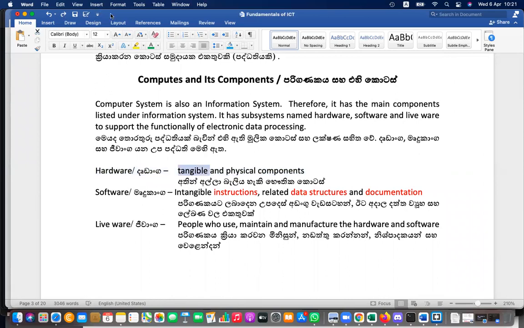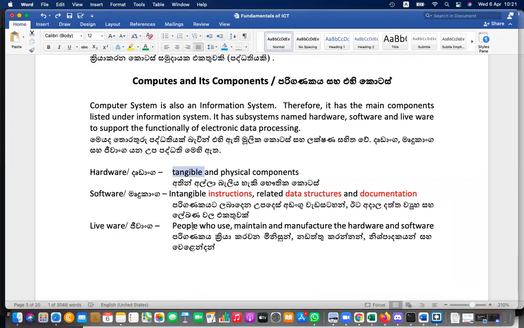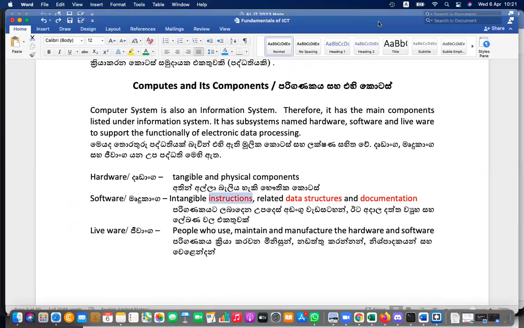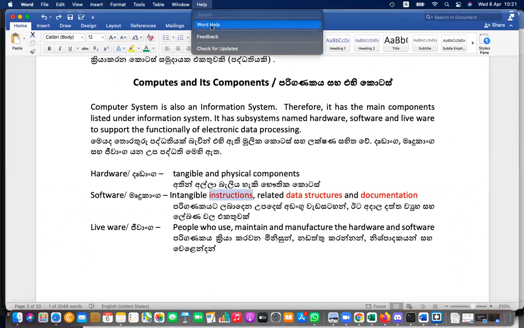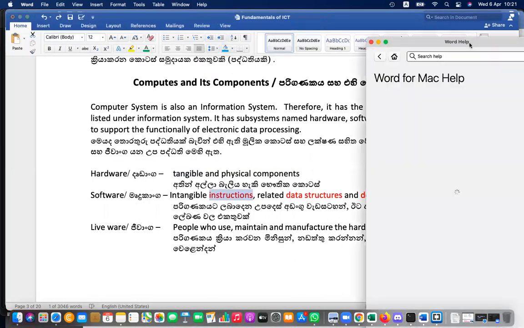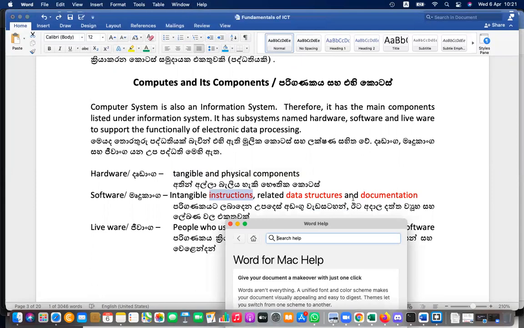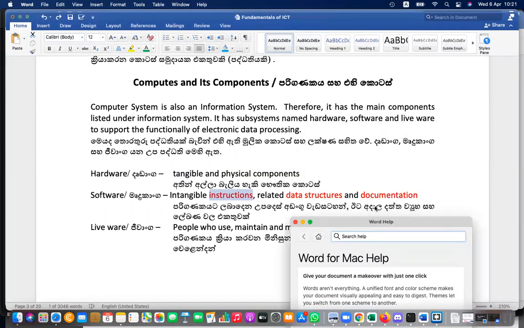Inside that, here you can see this is MS Word. So this is not hardware. This is software. It is intangible instructions. And its related data also, right? Not just instructions. You can go and ask, hey, I need help. When you go to Word help, the help is actually documentation. That is also related to software. So in your childhood, you might have learned it is just instructions. Instructions plus documentation, right?